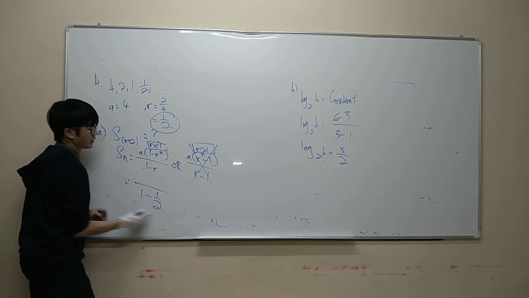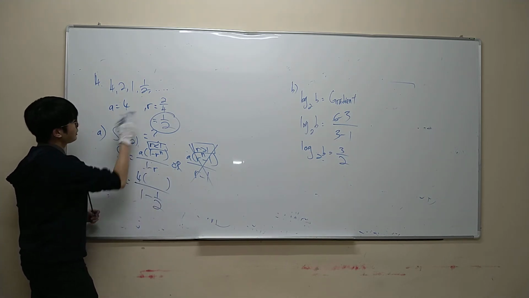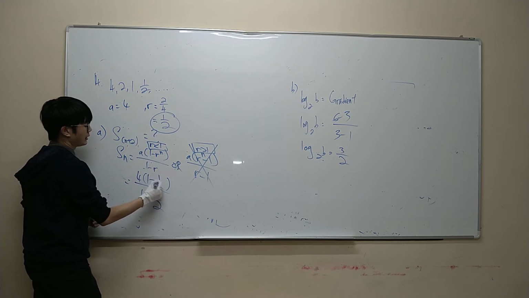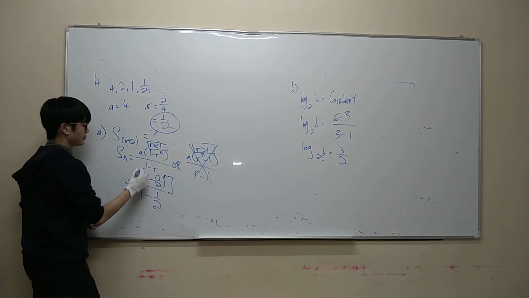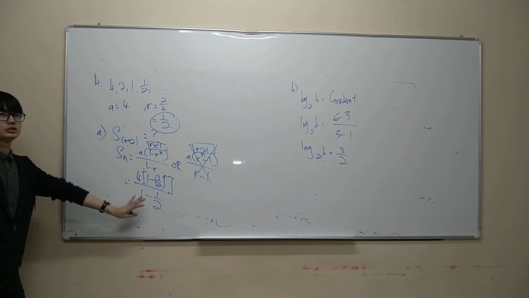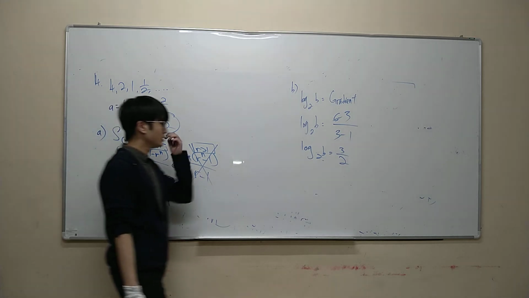So 1 minus 1 over 2 here. Here will be the a, which is 4. Here will be 1 minus r power n, which is 1 minus 1 over 2 power n. Okay, I will use a big bracket like this. But a lot of you will just stop here. Okay, you will just stop here. Don't stop here. Okay?